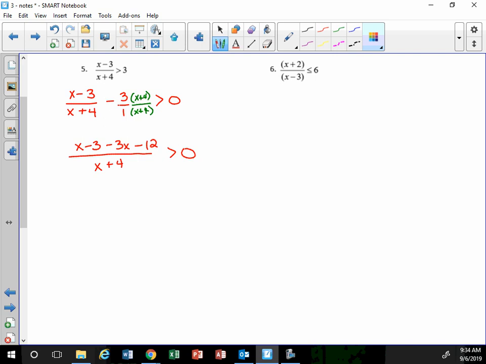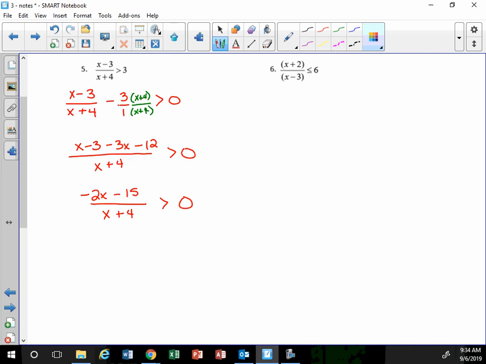Okay. All right, so I can simplify the numerator. What's x minus 3x? Good. And negative 3 minus 12. Negative 15. All over x plus 4.